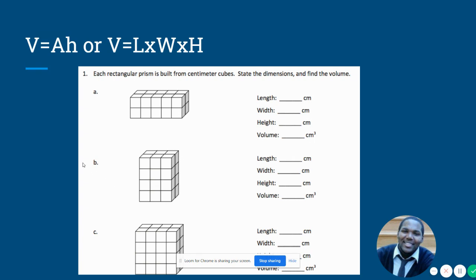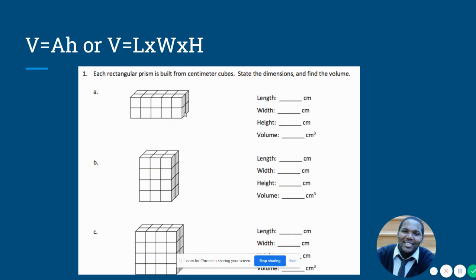All right. So let's go ahead and get started with A. We want to know the volume of this prism. So what we're going to do is actually count these centimeter cubes to see how many are here on the length. Let's go ahead and do that. 1, 2, 3, 4, 5. So we have a length of 5.